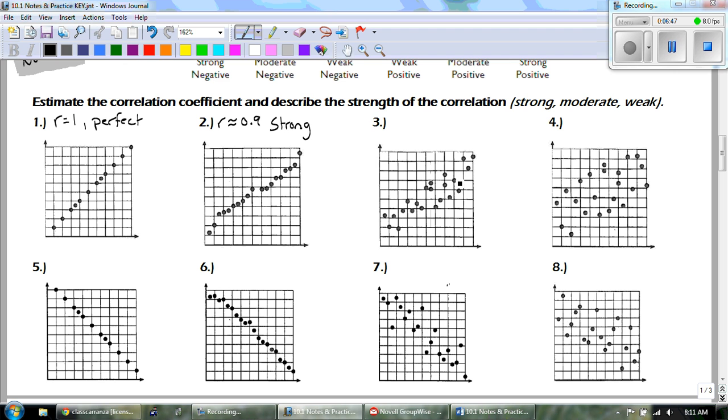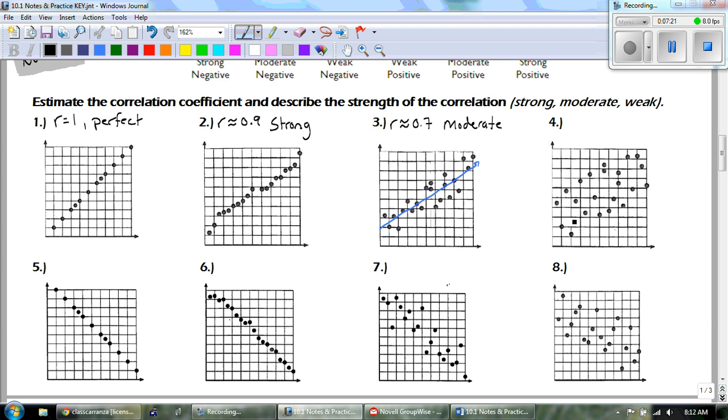Okay, now number 3, I can tell the general trend. Okay, the general trend of this graph is that it's positive. Okay, it's going up. It's not perfect. It's not strong. We would say that this is moderate. Okay, so if we're describing moderate, we're going to say that that is about a 0.7. And that it is moderate.